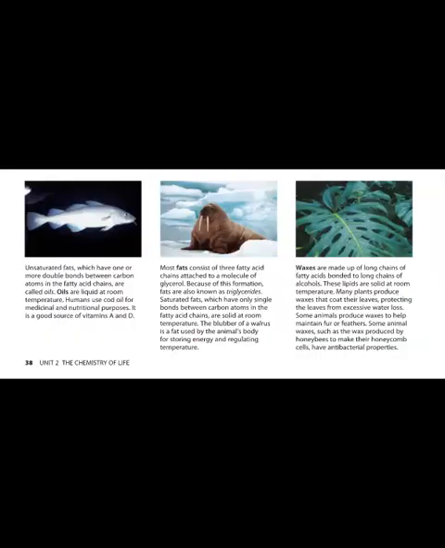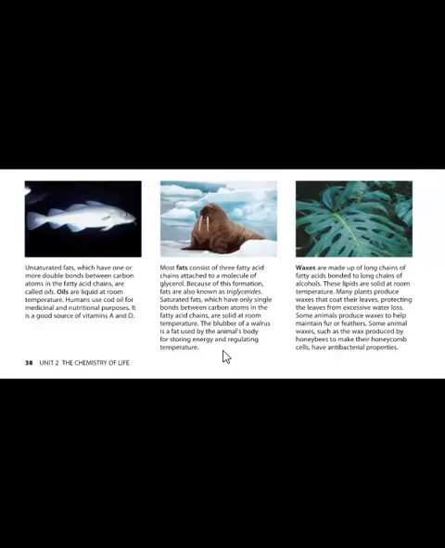And now I'm at the bottom of page 38, and we have some examples here. You can see this example, that's a fish, it's a cod. It says unsaturated fats, which have one or more double bonds between carbon atoms in the fatty acid chains, are called oils. Oils are liquid at room temperature. Humans, for example, use cod oil for medicinal and nutritional purposes. It is a good source of vitamins A and D.